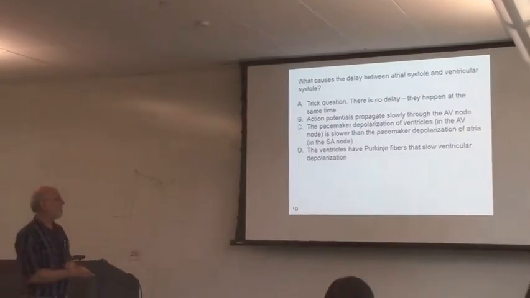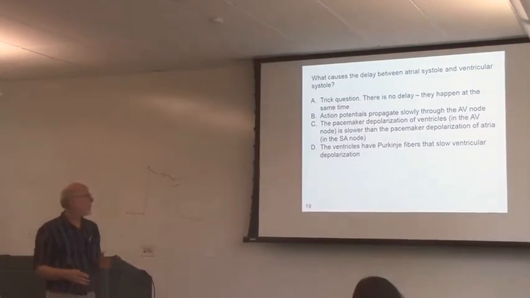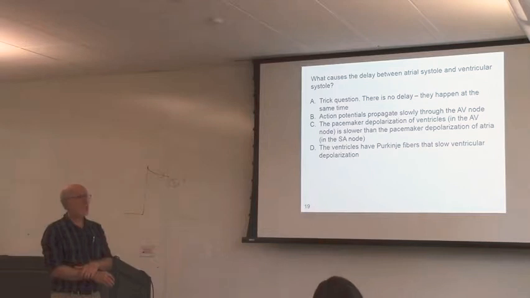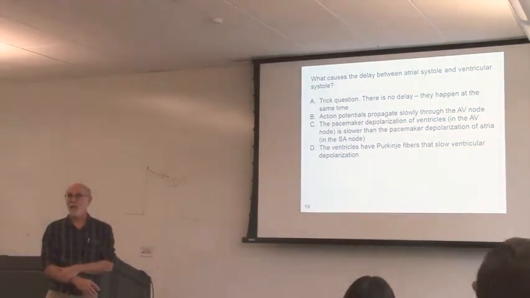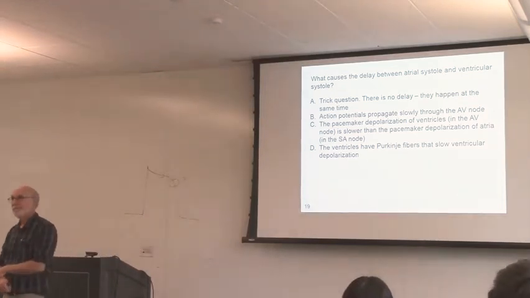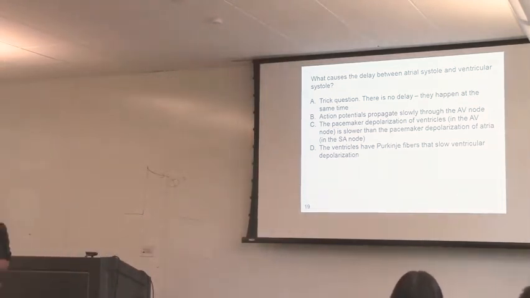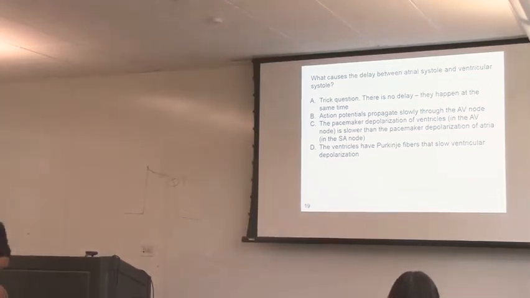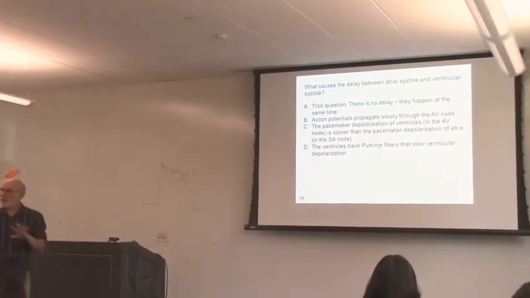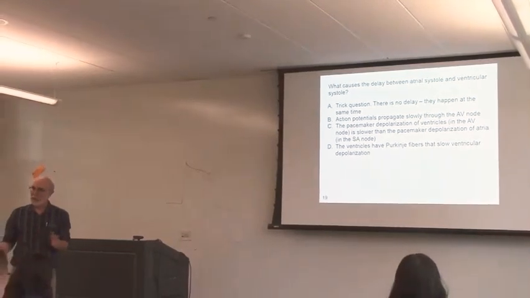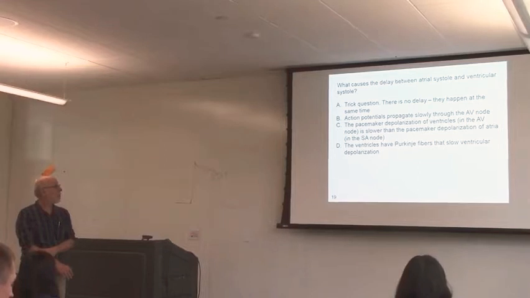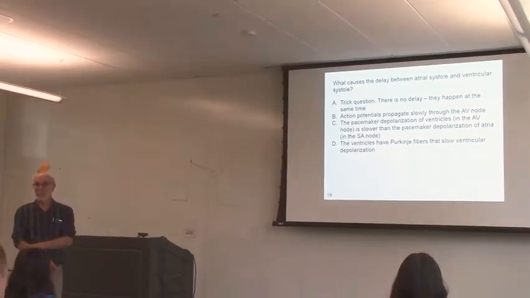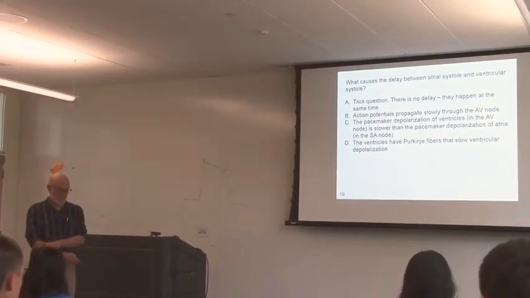And I mean, the ventricles have Purkinje fibers. That's a true statement. That slow ventricular depolarization is a false statement. They speed up ventricular depolarization. But that's what makes D wrong. C we've talked about, and that one was a little ambiguous. A is clearly wrong. Okay, are we good here?